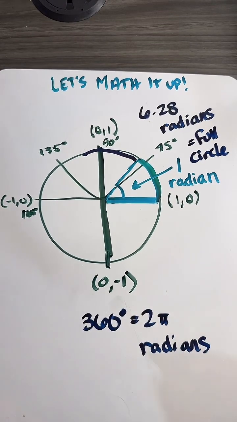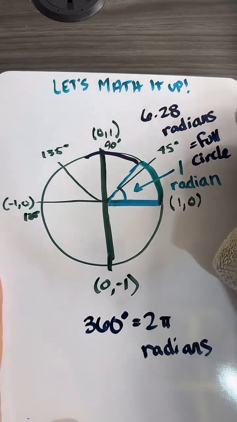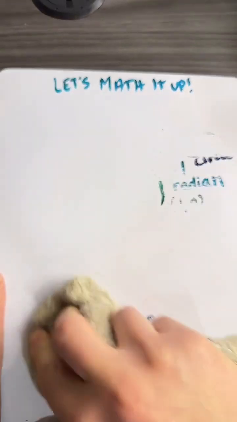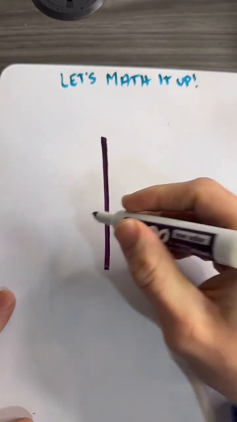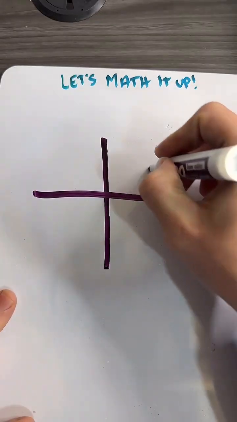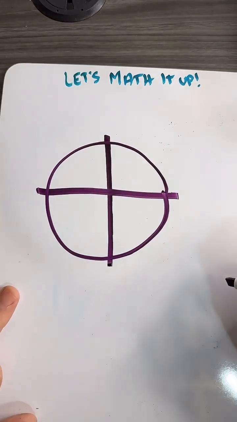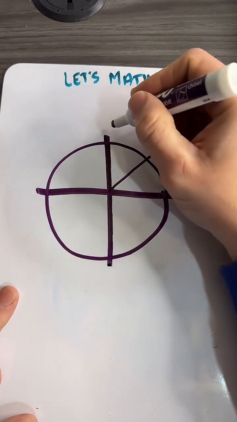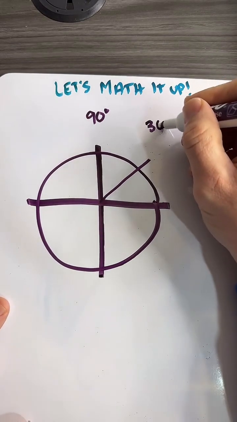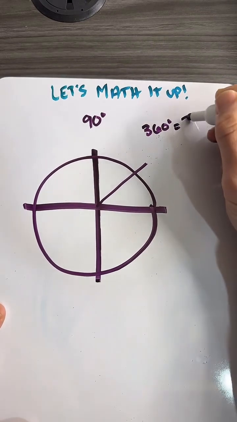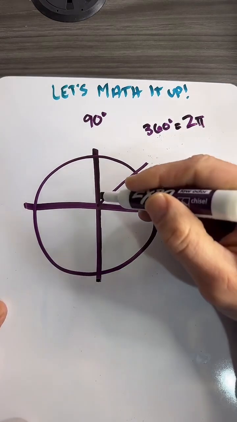That's essential in order to understand where radians come from and why they're important. So 2 pi radians are in 360 degrees. Now, if 360 degrees is 2 pi radians, let's figure out what is 90 degrees? If we know that 360 degrees equals 2 pi radians, then what is 90 degrees?